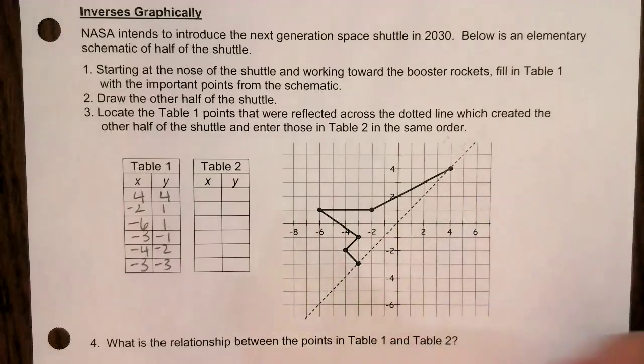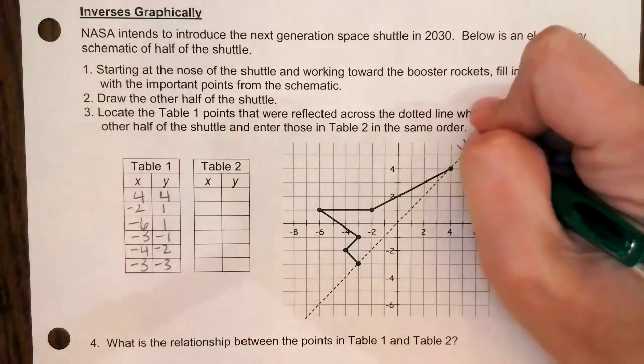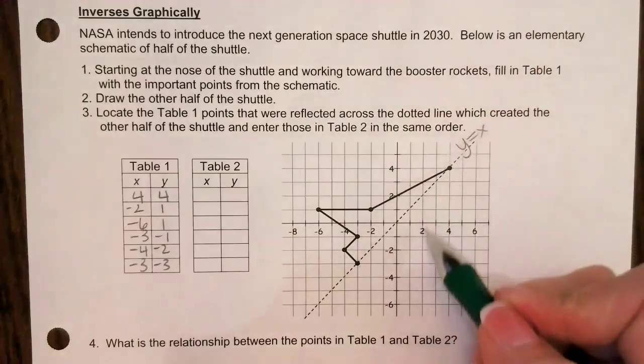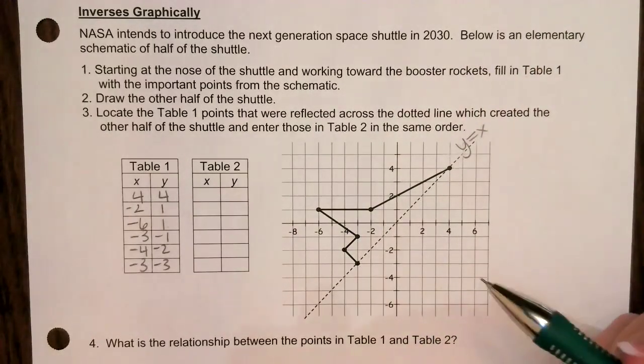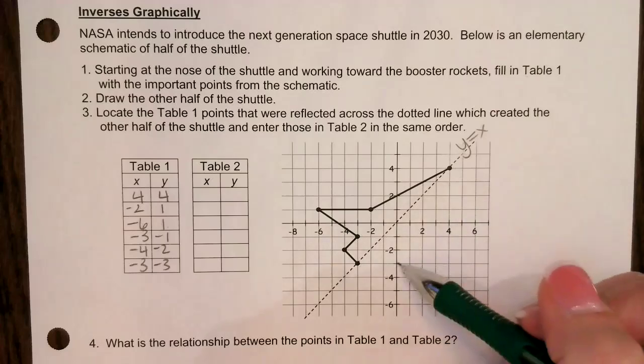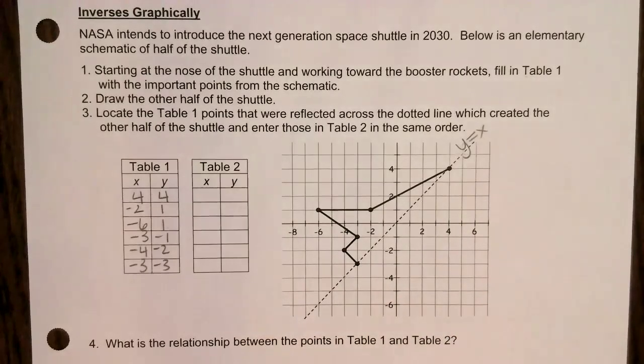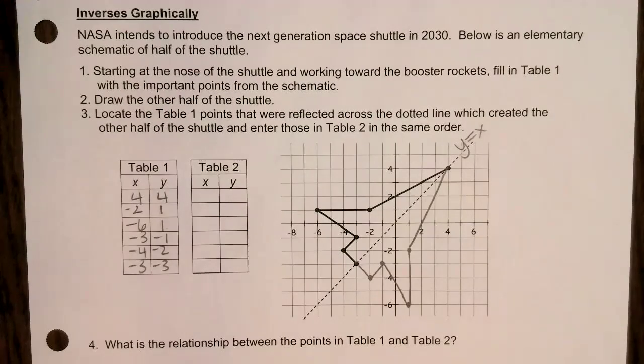Now we're going to want to reflect this rocket across the y equals x so we can get the other side of the rocket. So go ahead and sketch your other side by reflecting over this y equals x so they could be both the same on both sides. All right, so I have gone ahead and drawn the rest of the rocket, and this is what we're going to put in table two, the points for that second side there.